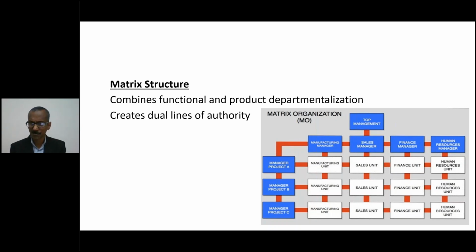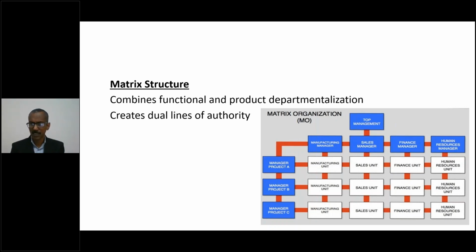There is a slight difference between product and project. If it is product, then it will be permanent. Product A, product B, product C. If it is project, once a particular project is completed, these employees in different units will go back to their home departments. So you just look at the manufacturing unit, that comes under manager project A. So employees in that unit will receive instructions from their home department, from the top manufacturing manager, and also from manager project A.